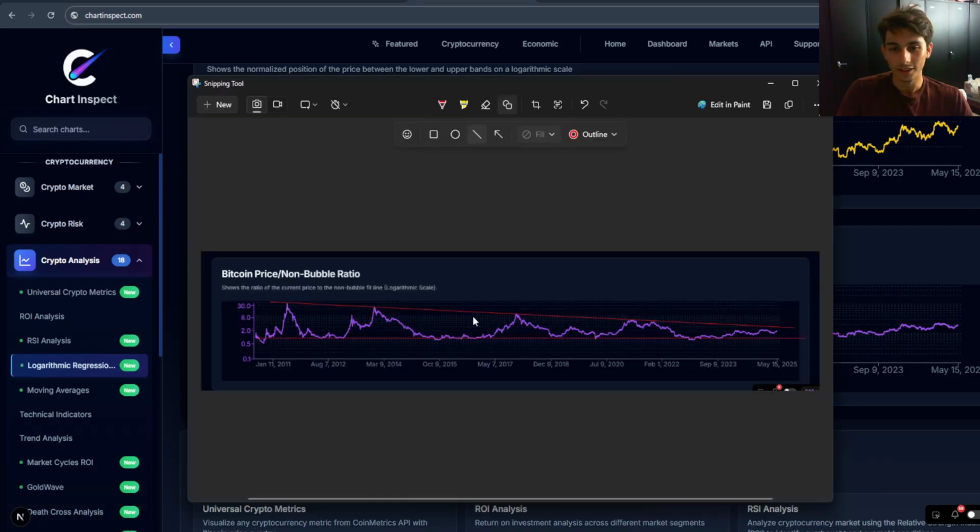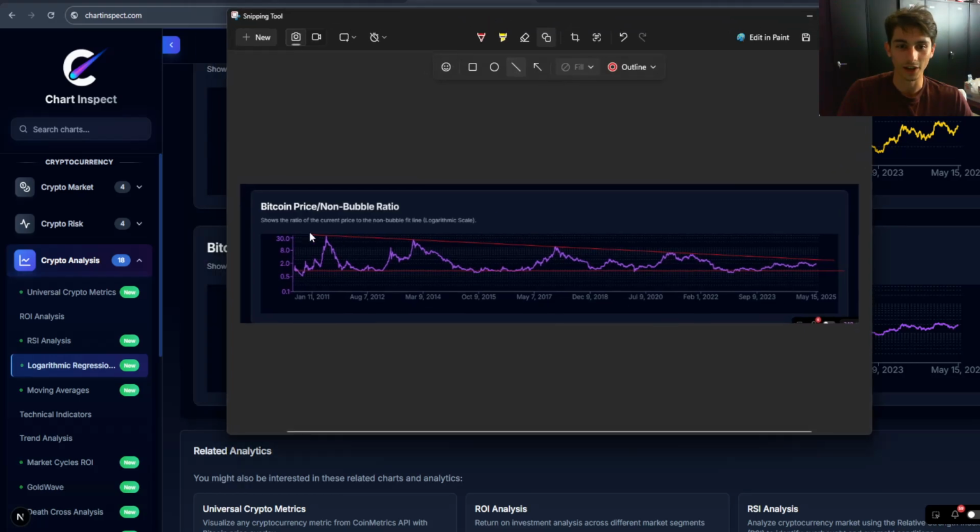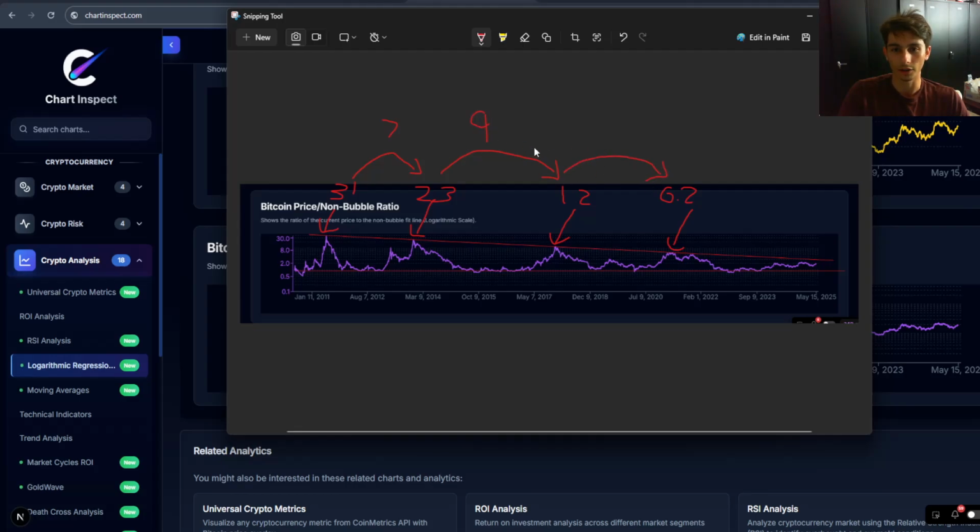Let's say we want to draw a trend line on these values. If we do see those diminishing returns play out, we hit 30 here, 23, then 12 and 6.2. This was a decrease of around 7 points, this was a decrease of around 9 points, and this was a decrease of around 6 points. Let's say we have a decrease of approximately 3 points from here.